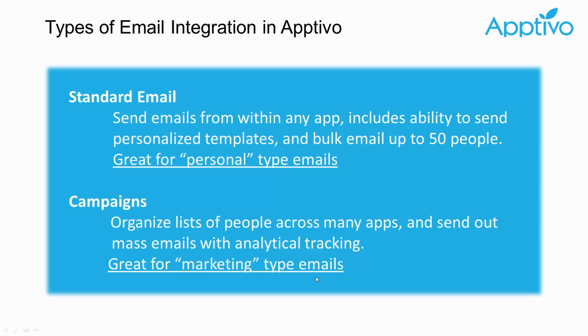So this is more of the large scale marketing style emails that are a little less personal. And that's what Apptivo's campaign management is designed for, where we'll include the unsubscribe functionality. You can form lists with a little bit more complexity. We'll give you analytical tracking. And there's also a completely different email infrastructure that handles all the different spam controls and such for you.